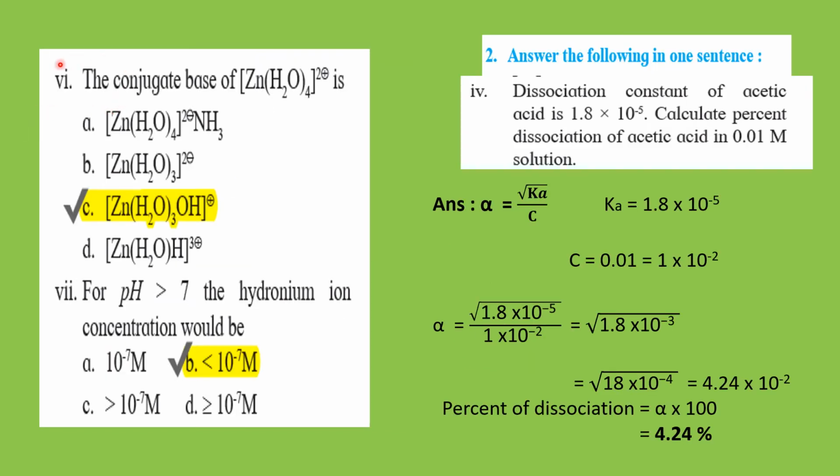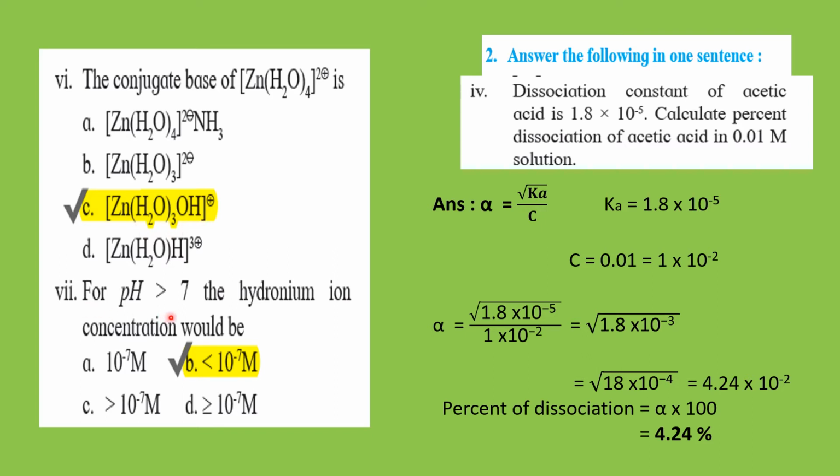Sixth question. The conjugate base of Zn(H2O)4 2+ is. We know conjugate acid base pairs differ by a proton. So the correct answer is option C. It is Zn(H2O)3(OH)+.